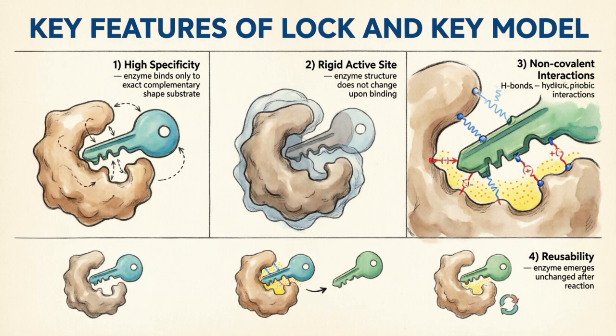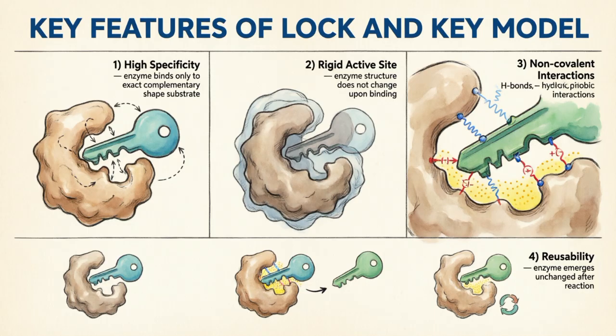Feature 4, reusability. The enzyme emerges unchanged after the reaction. This is demonstrated in 3 steps. First, the beige enzyme binds the light blue substrate. Next, the reaction occurs, shown by the sparkles where the substrate is chemically transformed into a green product. Finally, the green product is released, and the beige enzyme is shown completely unchanged.